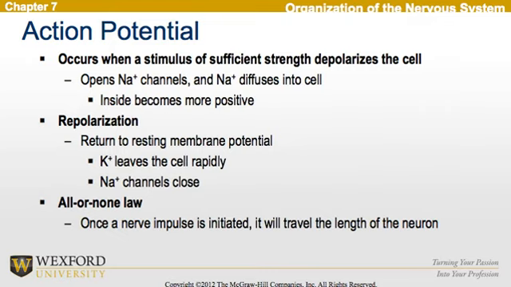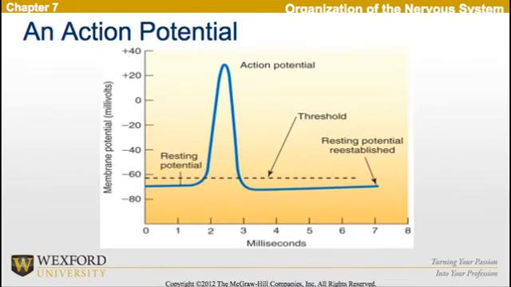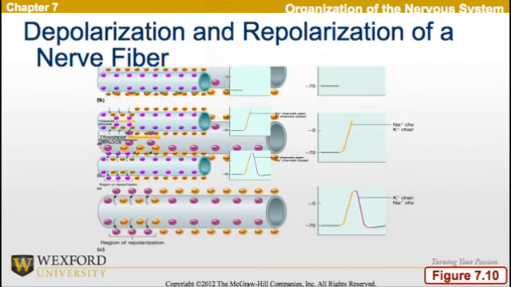This is an all or none law. Once a nerve pulse is initiated, it will travel the length of the neuron. Here we see a diagram of the action potential, and then following repolarization to the original resting potential. Within each action potential, we have a depolarization and a repolarization of the nerve fiber seen in the diagram below. Please reference your book for both of these figures.